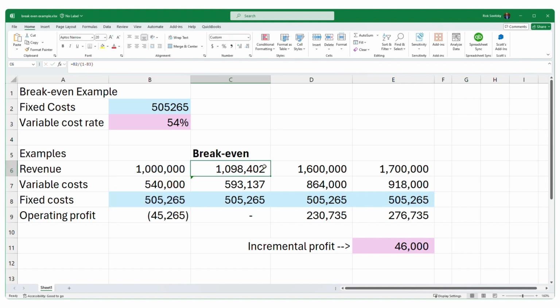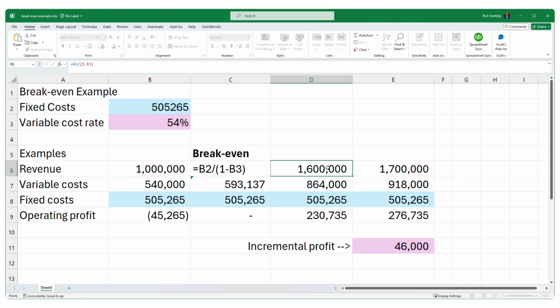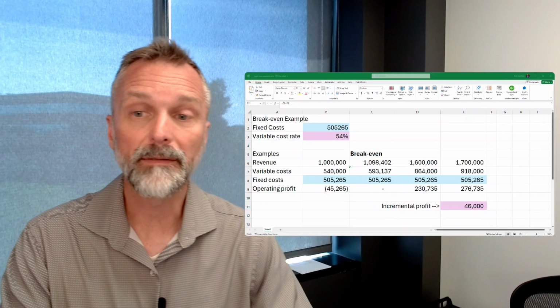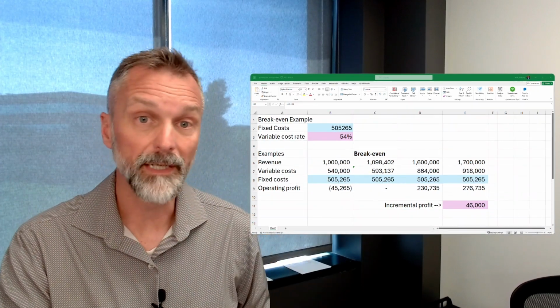We can calculate break-even as a function. I'm not going to break it down at the moment, but we can mathematically calculate break-even using those same components. And then we can also do some very simple what-ifs. If we get to 1.6, or here I'm going to make the distinction, the difference between 1.6 and 1.7 million, the incremental profit is 46,000. And that is the inverse of my variable cost rate. So that's the math and the mathematical calculation that goes into it.